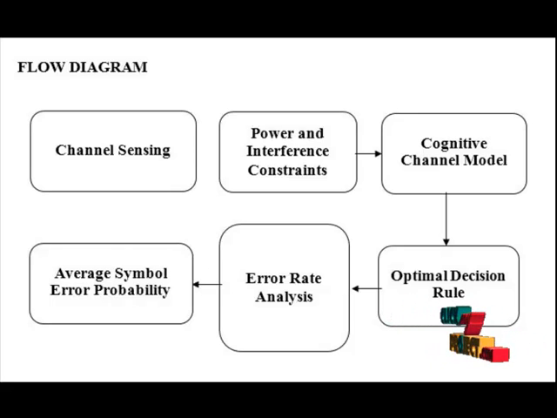So depending upon these 4 categories, the optimal decision rule is made. Using this optimal decision, the error rate analysis, that is symbol error probability, has to be estimated for various numbers of users, signal to noise ratio values and modulation techniques. So for perfect and imperfect channel sensing, the comparative analysis is made here.